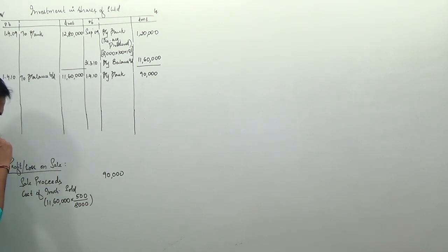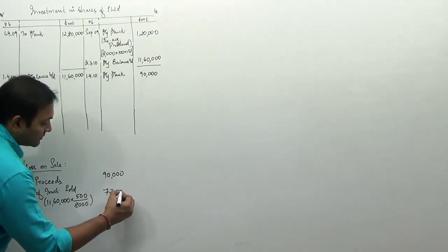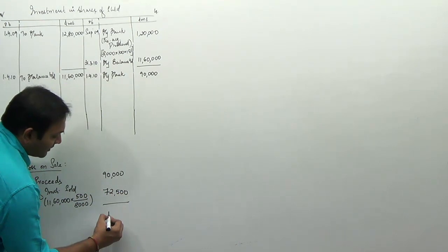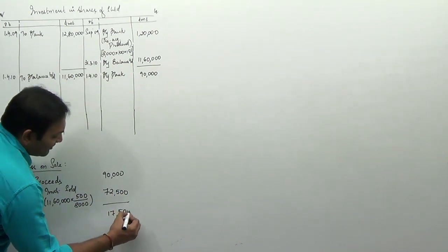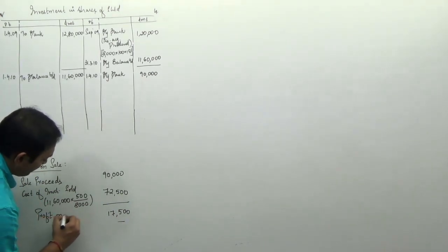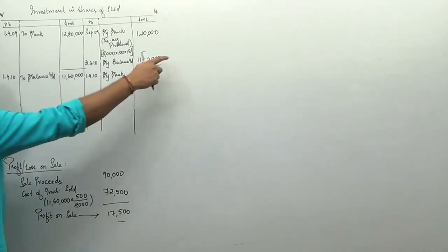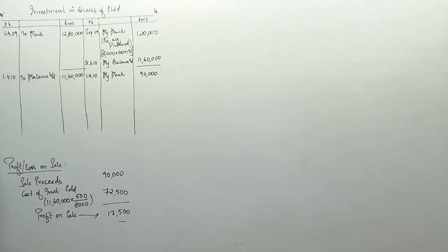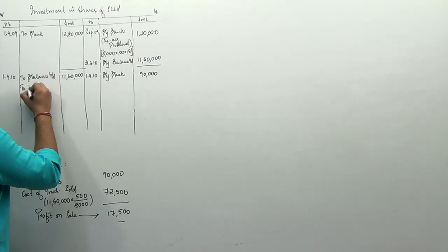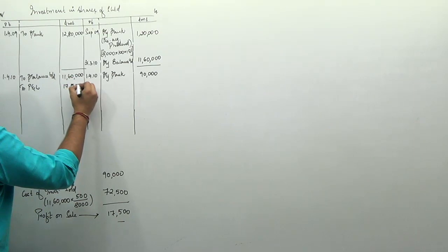What's the cost of investment? If 8,000 shares are 11,60,000, 500 shares are 72,500. So the profit is 17,500 from this. I'm not taking 12,80,000, guys, I'm taking 11,60,000 because 1,20,000 was pre-acquisition dividend in that. Profit on sale goes to P&L, 17,500.